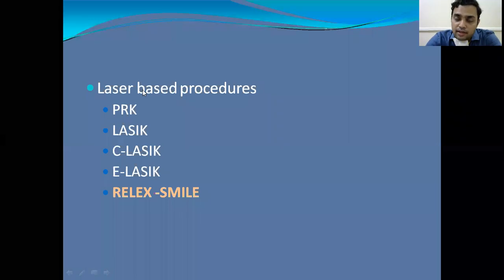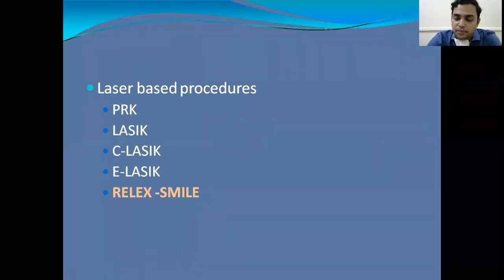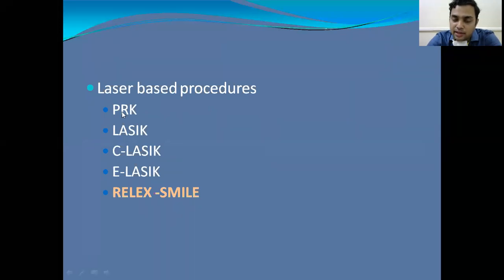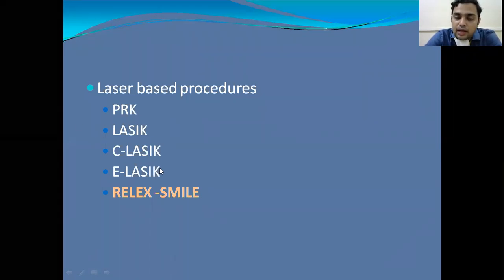So there are different laser-based procedures used to correct myopia. The first one is PRK, which we already discussed, that is photorefractive keratectomy. The second one is LASIK, or conventional LASIK, and the third one is custom LASIK.